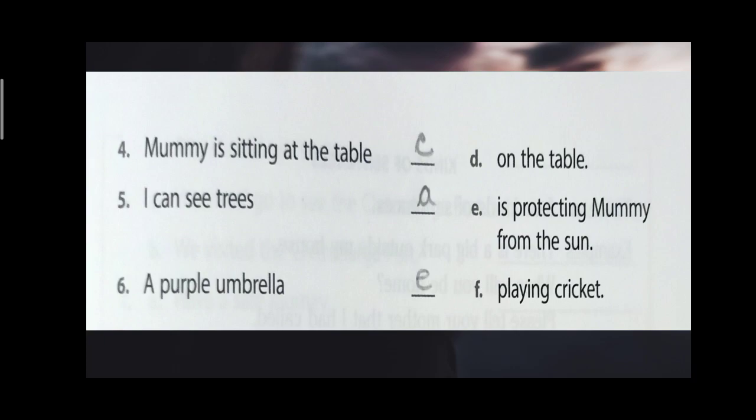Then number 5, I can see trees. Its answer will be A. Hence the sentence is I can see trees in the background. The number 6, a purple umbrella. Its answer is E. Hence the sentence is A purple umbrella is protecting mummy from the sun. So students, these are the answers of the first exercise.